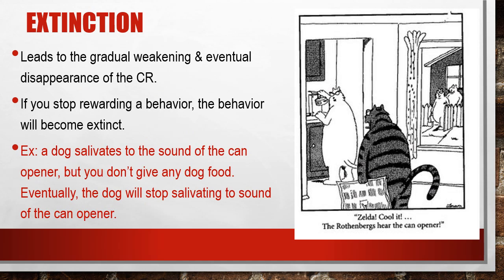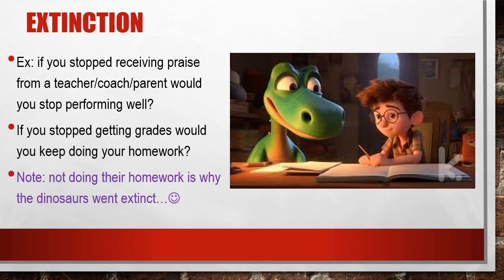So extinction means we have gradually weakened the response, and the conditioned response will eventually disappear. If you stop rewarding a behavior, the behavior will become extinct. If you stop giving your dog a treat every time your dog gives you his paw, your dog will eventually stop offering you his paw. If you use the can opener and it doesn't mean that you're going to give your dog any wet dog food, your dog will eventually stop drooling to the sound of the can opener, right? So that's an example of extinction.